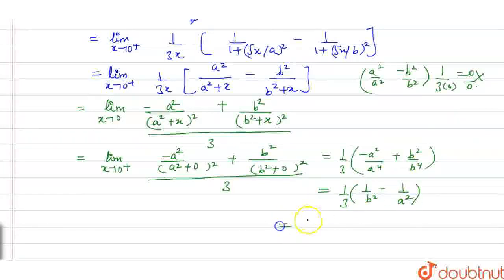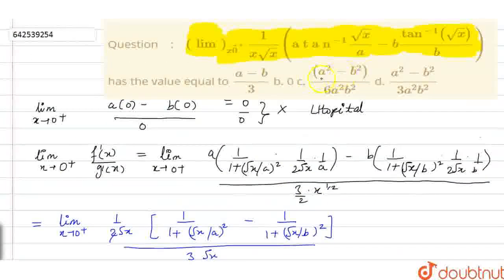So this equation finally becomes a square minus b square upon 3 times a square into b square, that is equals to limit of x tending to 0 and the function. So this answer is a square minus b square upon 3 a square b square.